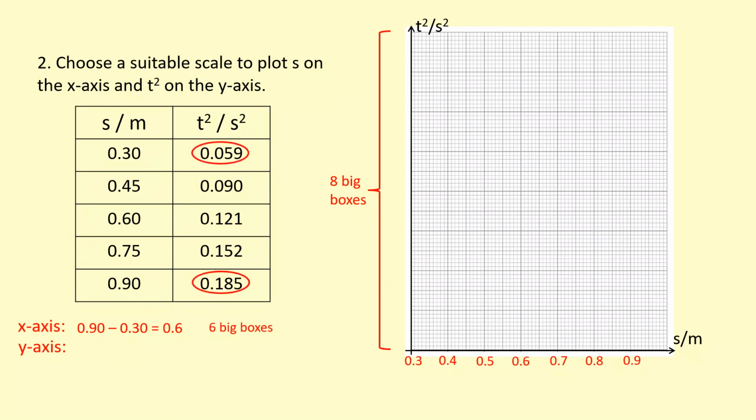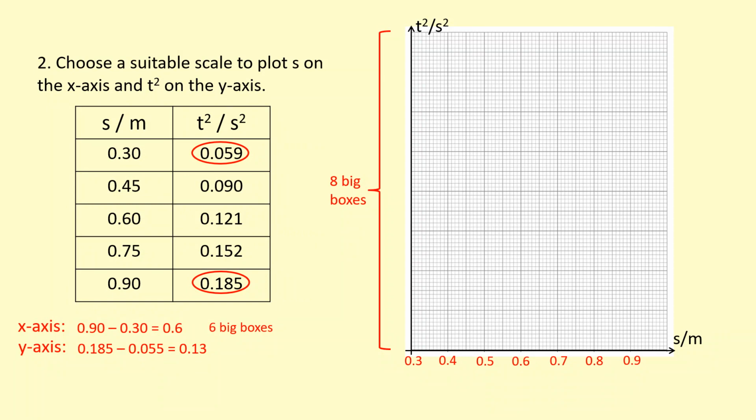going from 0.059 to 0.185. So I'm not actually going to plot 0.059 because that's not going to be a nice round value. So I might take it from 0.055 or even 0.050. Okay, so the range, if I use those numbers, is around 0.13 is what I'm plotting on the y-axis.